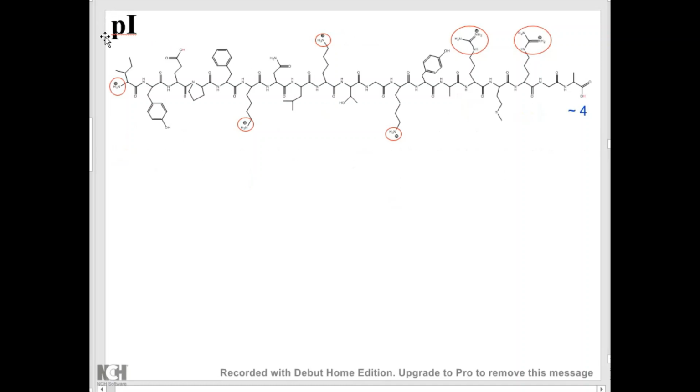Now PI. So the last question that you need to answer: what is the isoelectric point, or PI, of this peptide? By definition, PI of any molecule is the pH at which this molecule has charge 0. Okay. So in order to answer this question, again, you work with a structure that is fully protonated. So you draw the structure in fully protonated form, and this structure is taken pretty much from the previous slide.